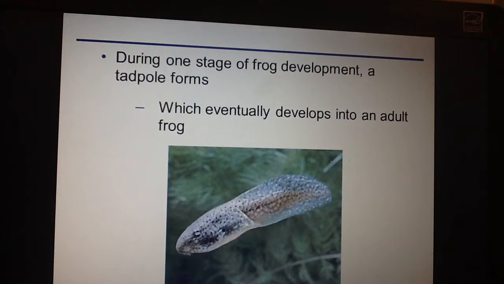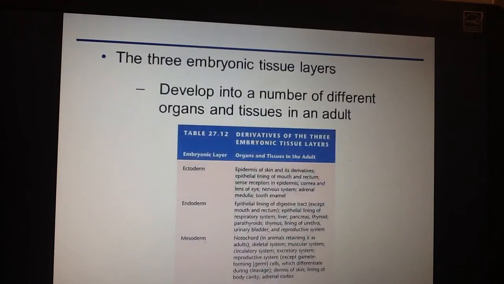A frog is a really cool example because during one stage of development you get a tadpole. From a tadpole you get a polliwog. From a polliwog you eventually get your adult. All of those changes have to occur in order for the life stages of a frog to occur.